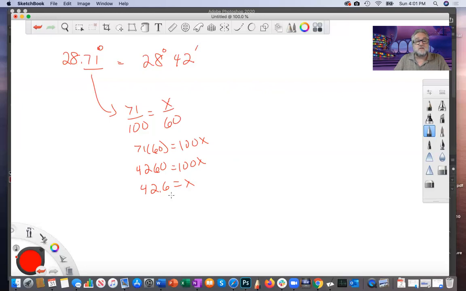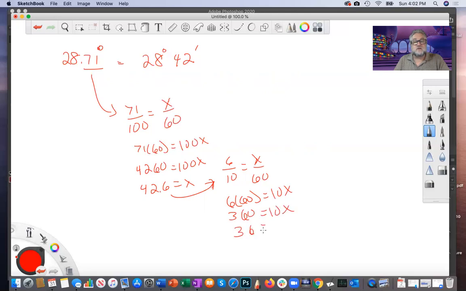Now I got to take this and go 6 over 10 equals x over 60. Cross multiply. Oops. 6 times 60 equals 10x. 360 equals 10x. 36 equals x. 36 seconds. So that's how you convert from degrees to degrees, minutes, and seconds, okay?